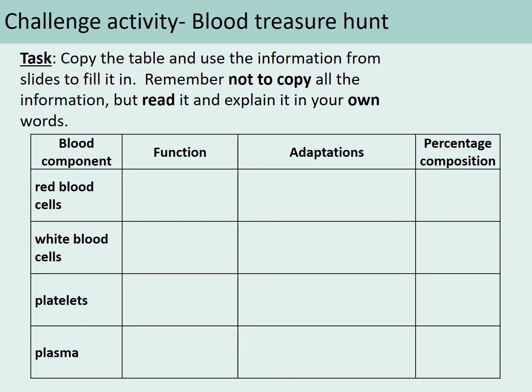So we've got the four components of blood that we just spoke about: the red blood cells, white blood cells, platelets and plasma. We're going to go over all of those, and look at what the function is, and then the adaptations that those cells or parts have for their role. And the last column is the percentage composition. So if you were to take some blood, what percentage of it would be red blood cells, white blood cells, platelets, or plasma. So if you could pause the video now, copy down that table, and then we'll go through the four components of blood.